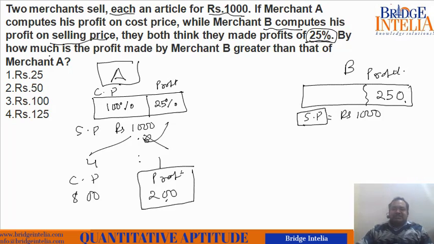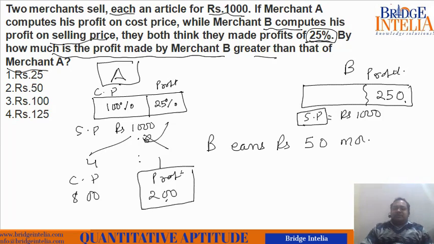What is the question? How much is the profit made by merchant B greater than that of merchant A? So you can see that merchant B is earning more. He is earning 250, A is earning 200 only. So B earns rupees 50 more. You can see from here. Fine. Now let's move to the next question.